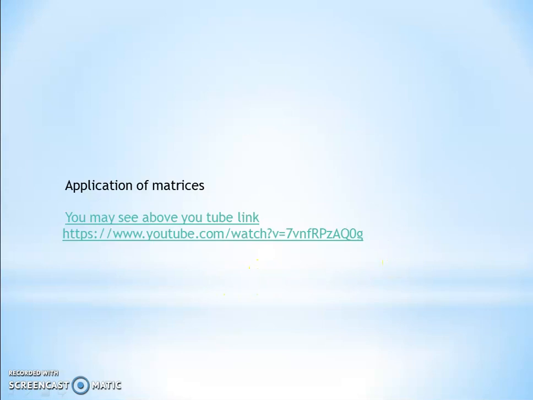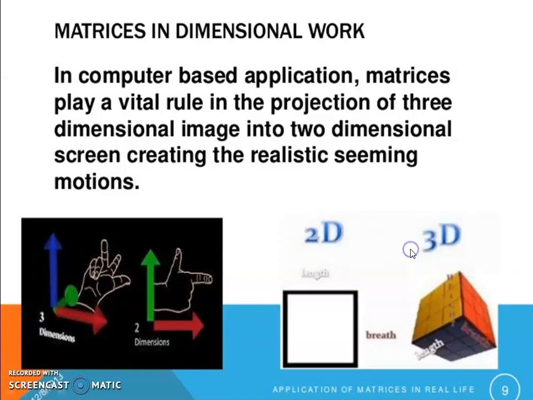Now I give one of the applications used at our diploma level that we have to discuss: matrices in dimensional work. Matrices are always used in 2-dimensional and 3-dimensional work. In computer-based applications, matrices play a vital role in projecting a 3-dimensional image onto a 2-dimensional screen, creating realistic-seeming motion. In 3 dimensions we have the x-axis, the y-axis, and this one is the z-axis. In 2 dimensions, what do we have?